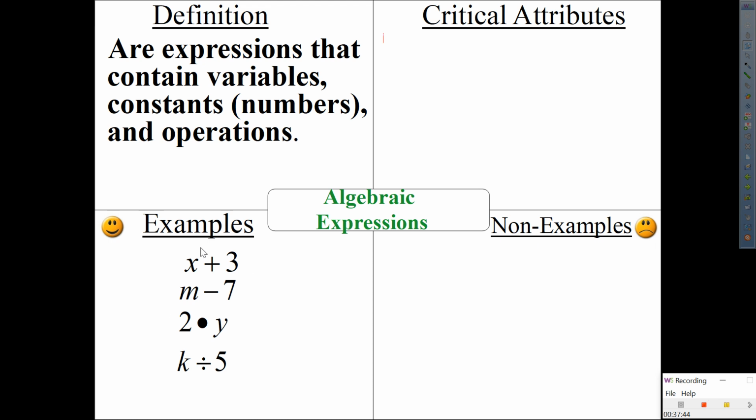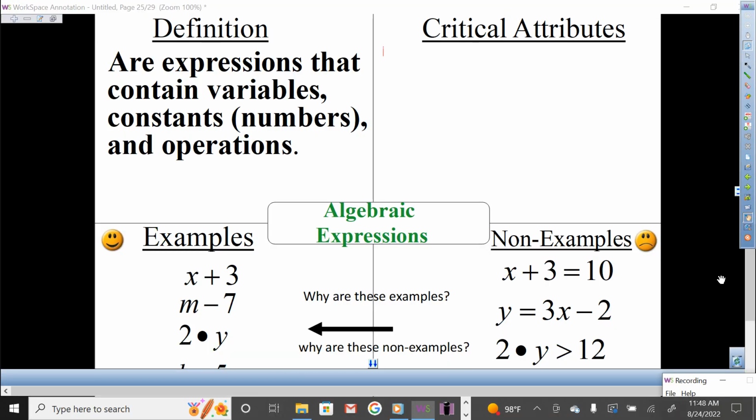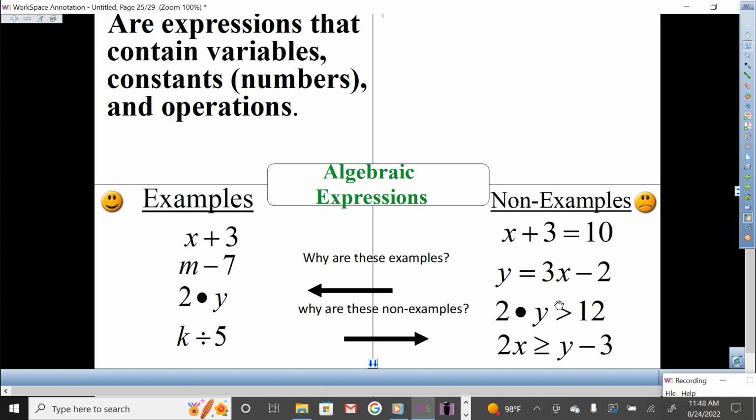All right. Now I'm going to make it really obvious with non-examples. Ready? Look at the non-examples. Why are these not algebraic expressions? Look at them. Tell your neighbor the obvious reason why those are not algebraic expressions. What do they have, guys, on the non-examples? Equal signs or inequality symbols. Yes, as soon as they have that, they're no longer expressions.